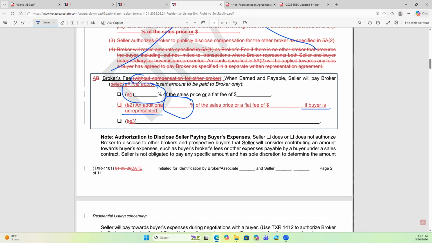And this is compensation without the other broker. So I do not have to worry when I see a listing go up on our site from one of you guys that says 123 Easy Street. I don't have to worry that our brokerage is paying another brokerage. It's not an option anymore.